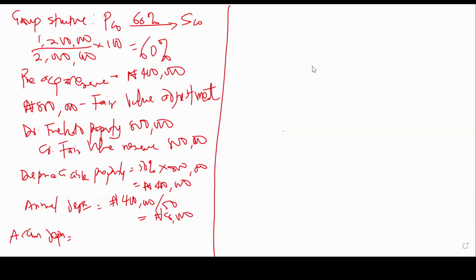So if I count, I will count January 1 to December 31st, 2010. That one alone is 1 year. Then I'll count 2011, 2012, 2013, 14, 15, 16, 17. I'll count 8 years. So accumulated depreciation ought to be for 8 years, which is equal to 64,000 naira.